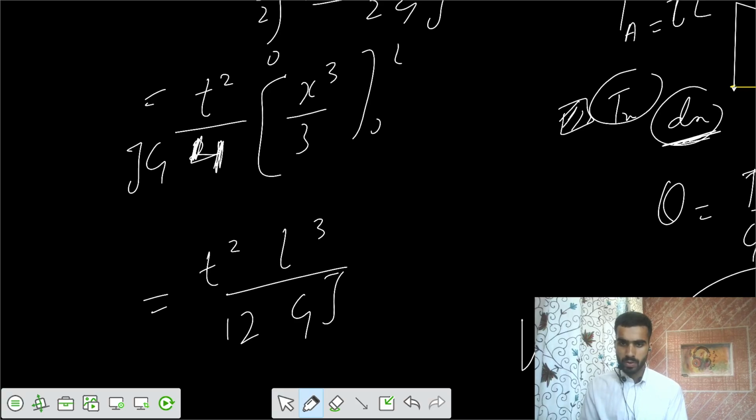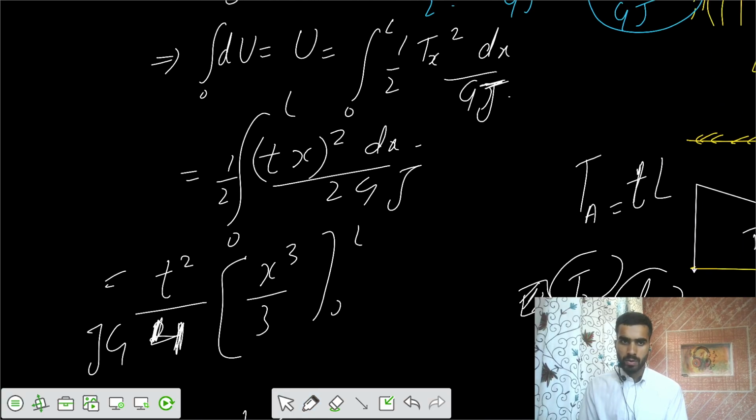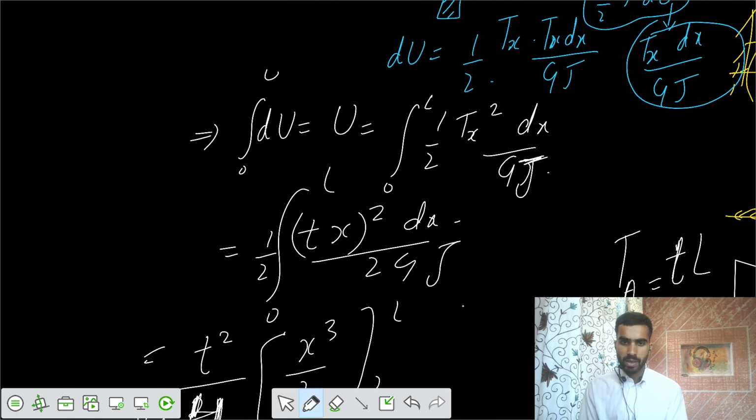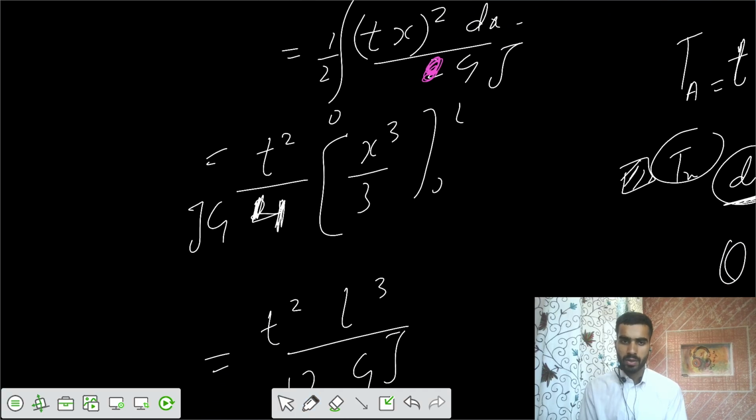Did we forget something? Did we perform any mistake? Yeah. See, from this one, if you write that 1 by 2 dx square dx by GJ, this 2 was already there too, so you don't have to add this twice. You have to keep it twice.